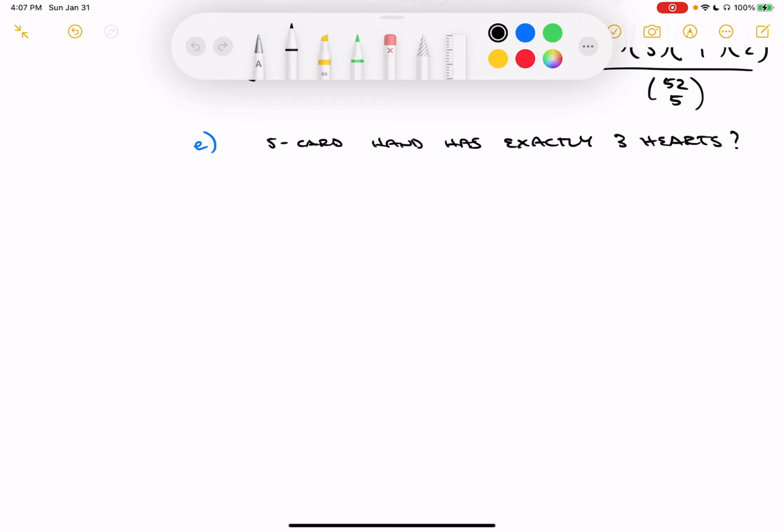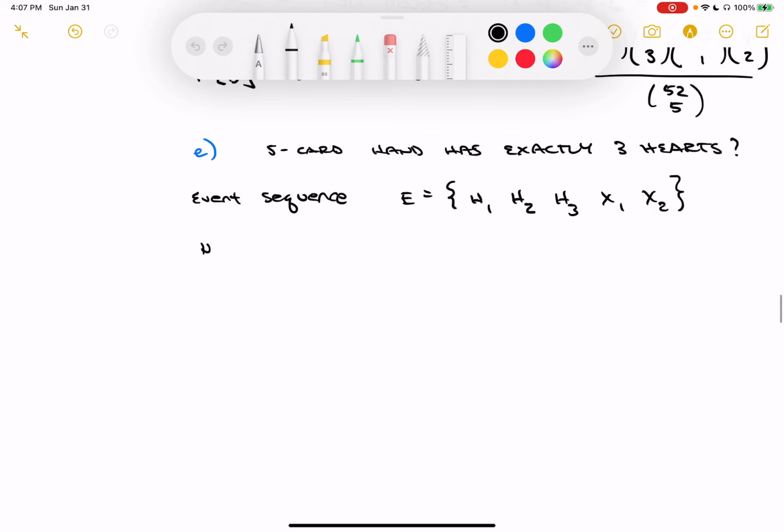So I'd like to find the probability that your 5-card hand has exactly 3 hearts. I'm going to look at what is called an event sequence. And that event sequence I'm going to call E: I have a first heart, I have a second heart, I have a third heart, I have a non-heart, and I have a non-heart. So my event sequence is 3 hearts followed by 2 non-hearts. How many hands are equivalent to that event sequence?